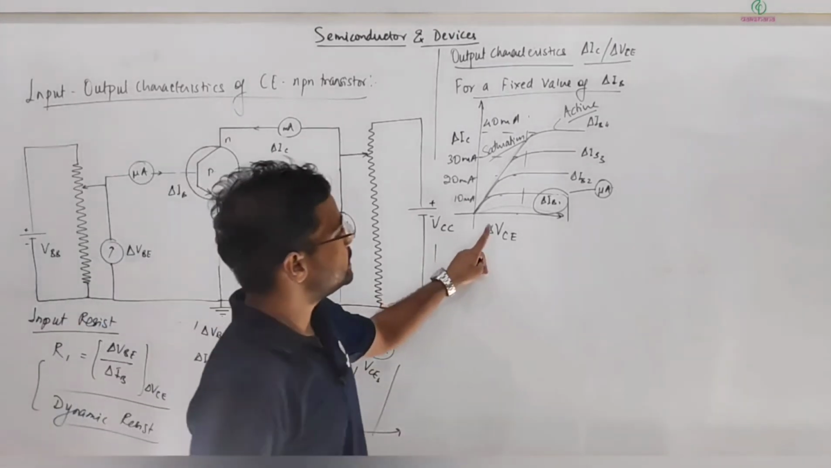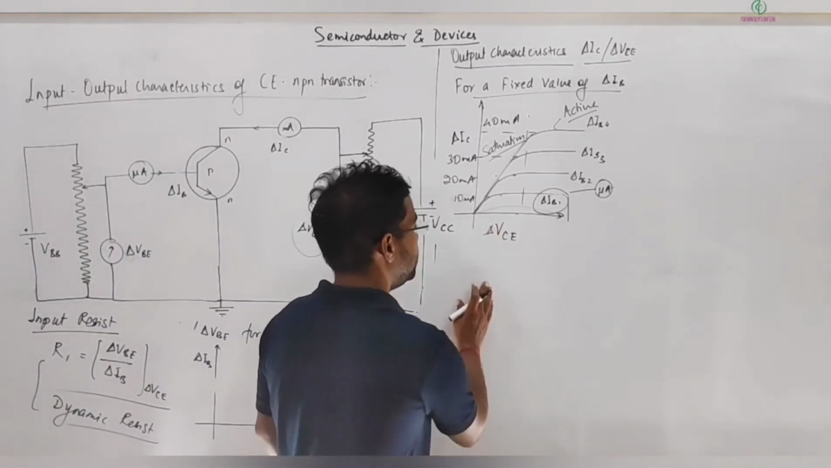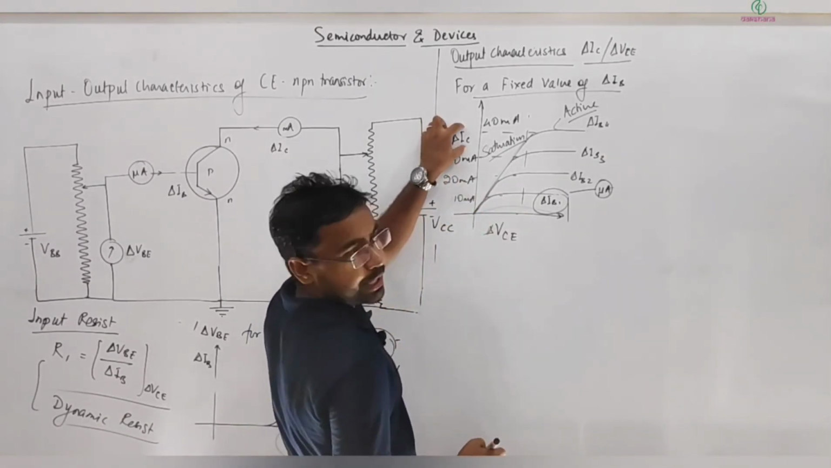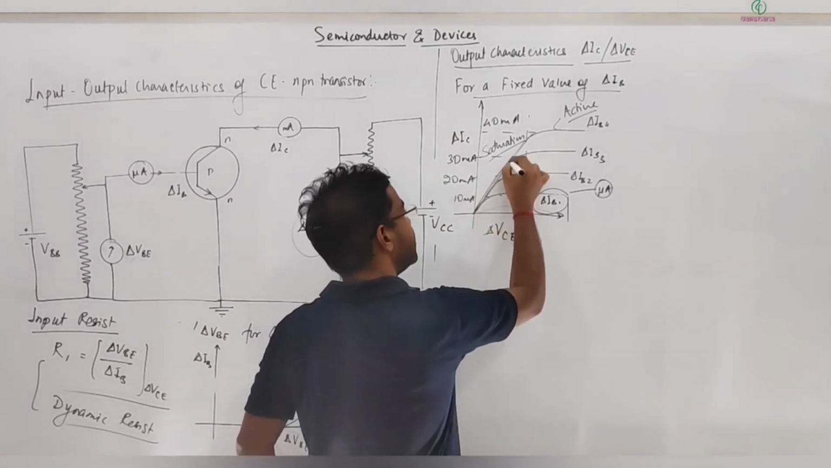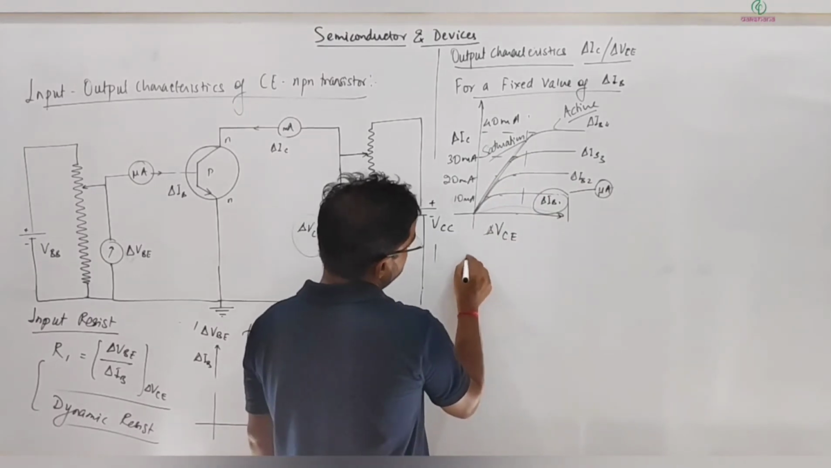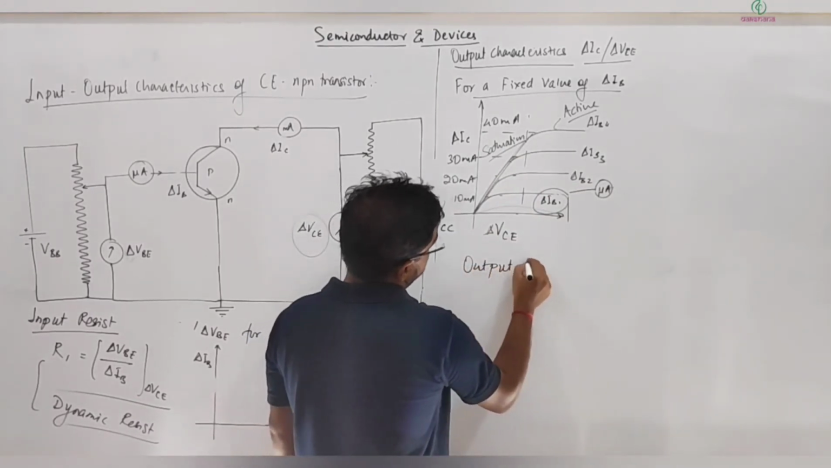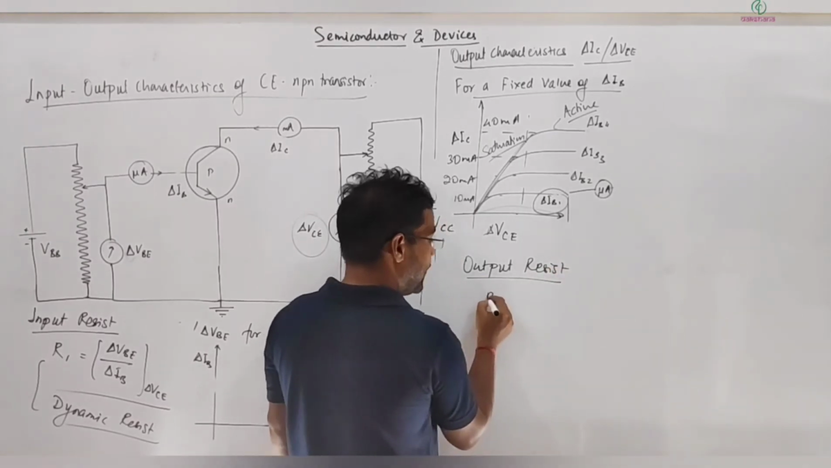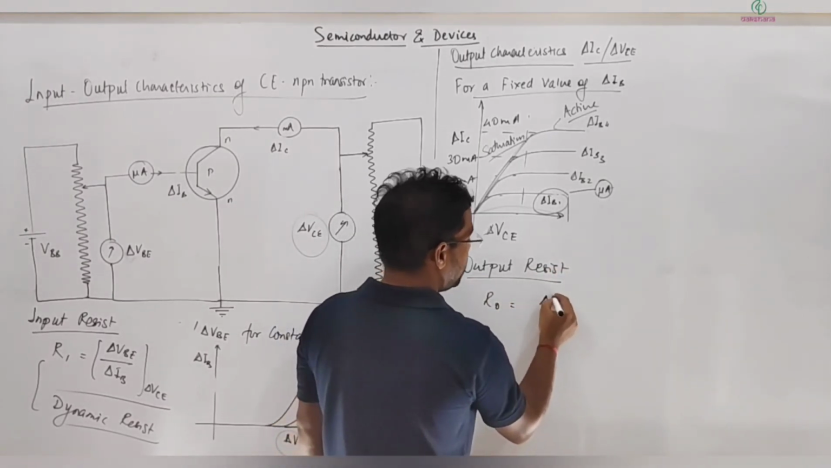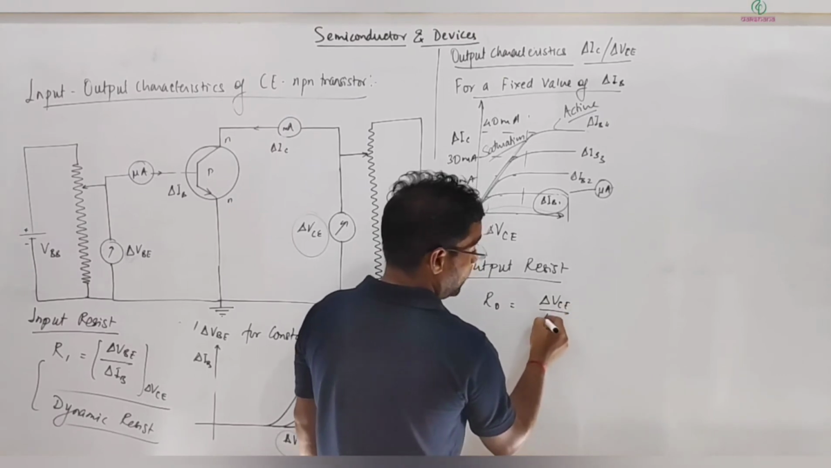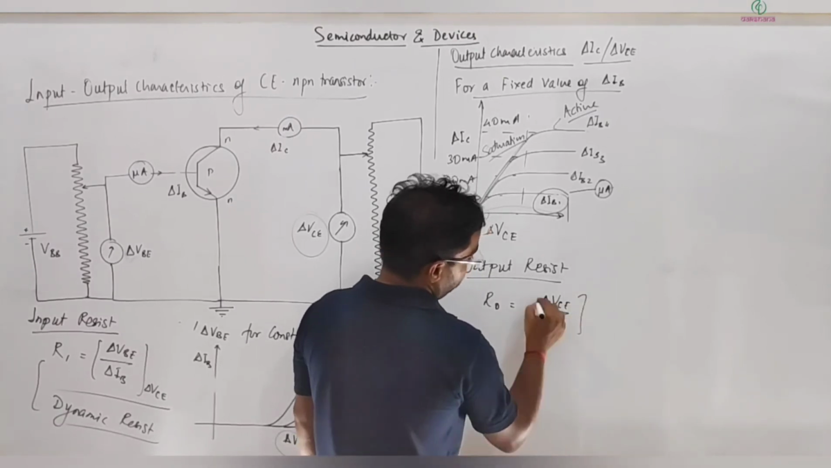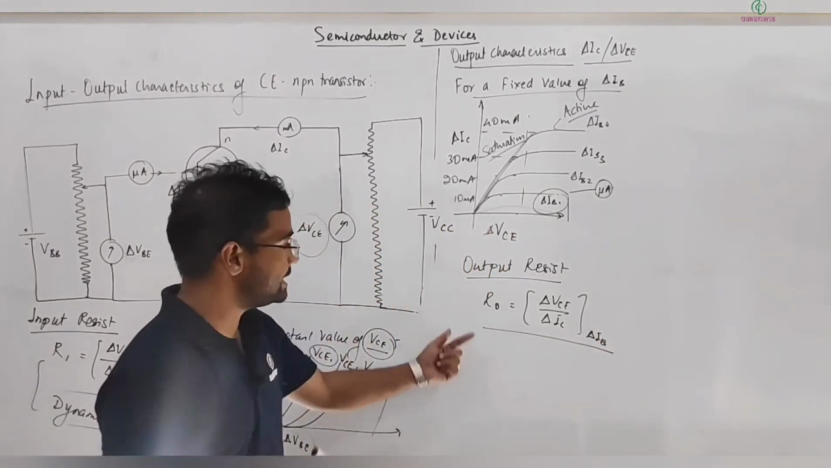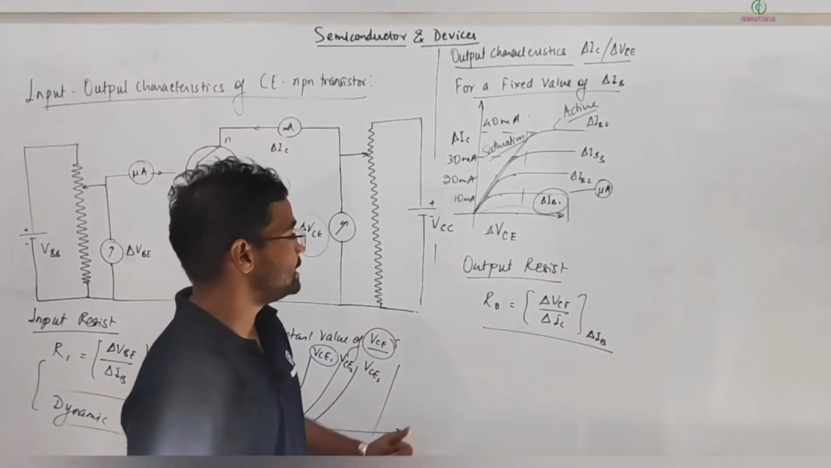Similarly, this is your output resistance. Here the slope might not be exactly so, because this is the current and this is the voltage. For this reason, I can define the output resistance. It is given by R output equal to delta VCE divided by delta IC for a fixed value of base current. So this is termed the output resistance.